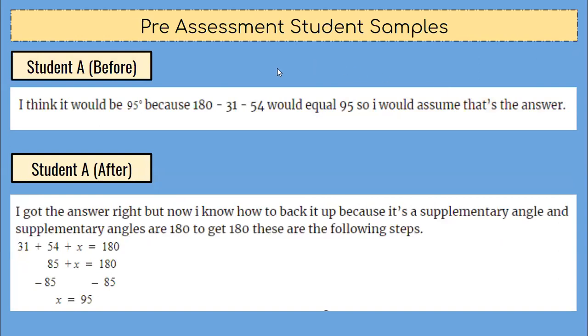So just to show you guys a few student samples. So student A, that was her answer before, and then that was her answer the second time around. As you can see, she really starts to break down step by step what she's doing in order to get that answer. It's not a full justifiable argument yet, but you can see it's a huge improvement compared to where we were at the beginning.